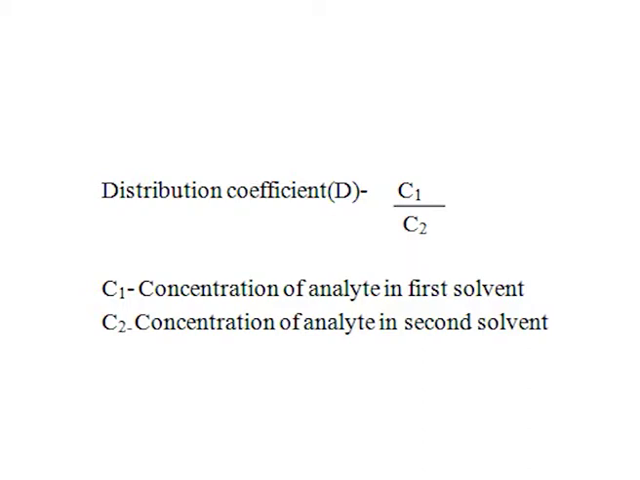Extraction of poison by solvent extraction method after digestion. Due to the non-volatile nature of poison, special methods are used for the extraction of these poisons. So, the solvent extraction method plays a very important role in the extraction of these non-volatile poisons from different matrices. It is based on distribution law and immiscible solvents are used for extraction. Distribution coefficient D equals C1 over C2, where C1 is the concentration of analyte in the first solvent and C2 is the concentration of analyte in the second solvent.